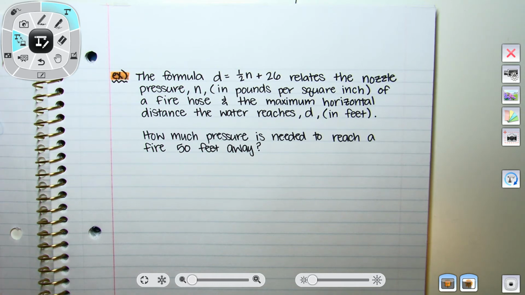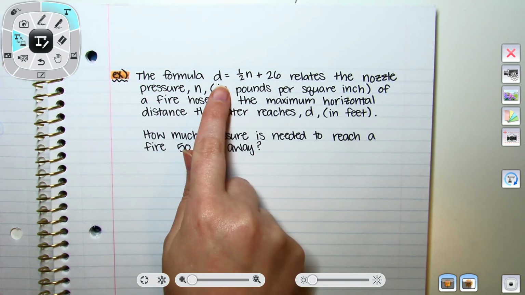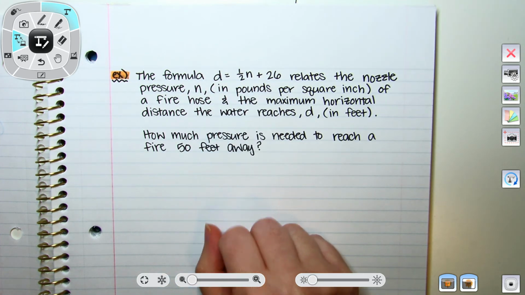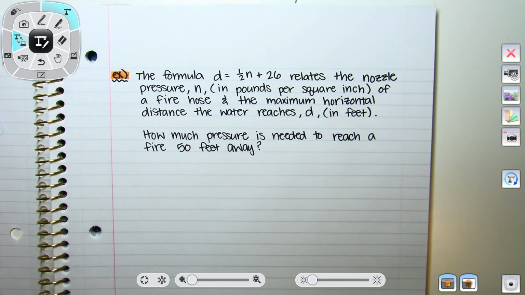It tells us the formula D equals 1/2 N plus 26 relates to the nozzle pressure N in pounds per square inch of a fire hose and the maximum horizontal distance the water reaches, D, in feet. How much pressure is needed to reach a fire 50 feet away?